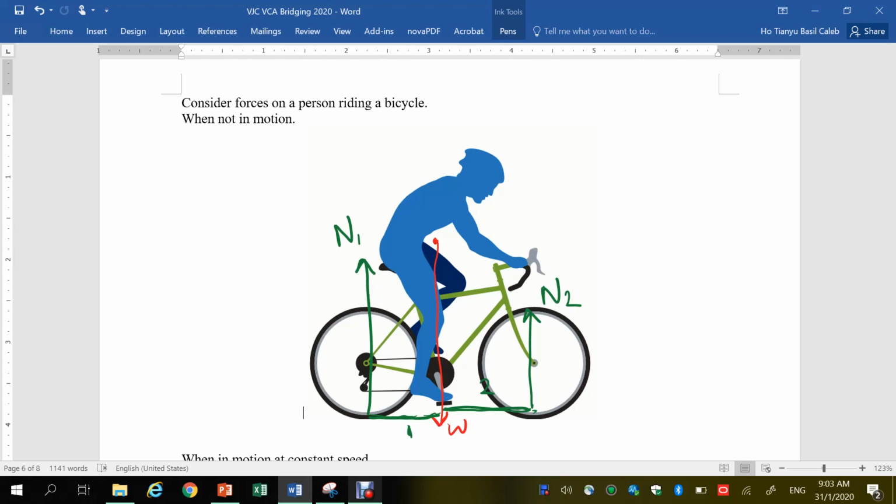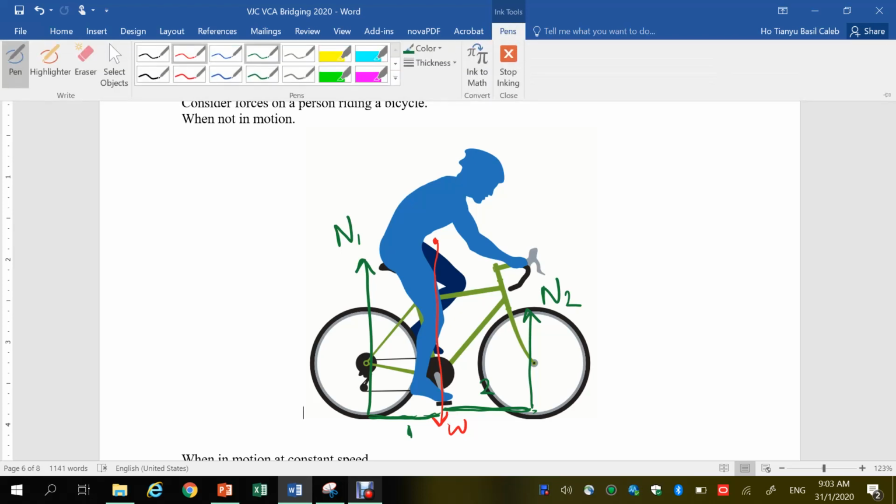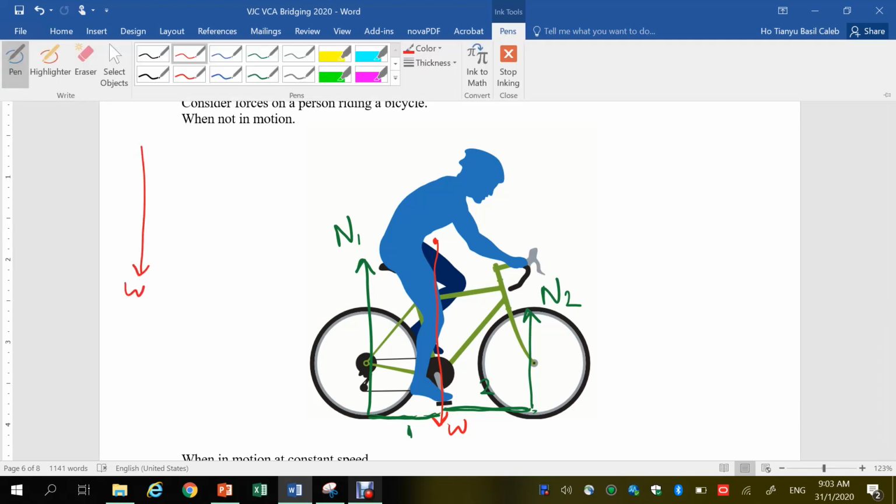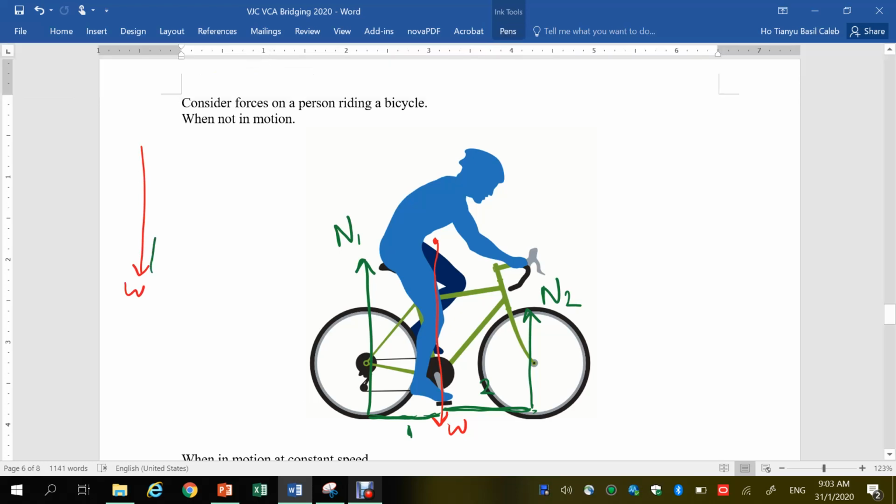Right, such that when I draw the vector diagram, the weight, N1 and N2 should come back to the same point. But why did I draw N1 longer than N2?